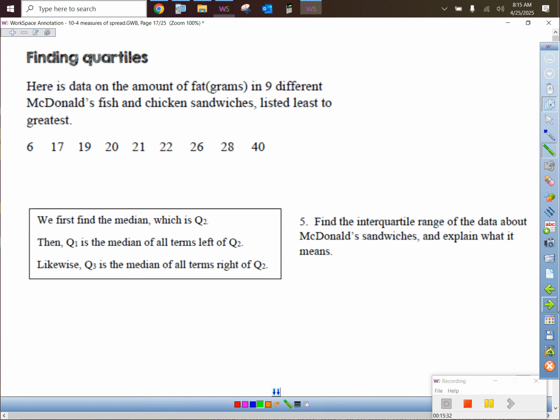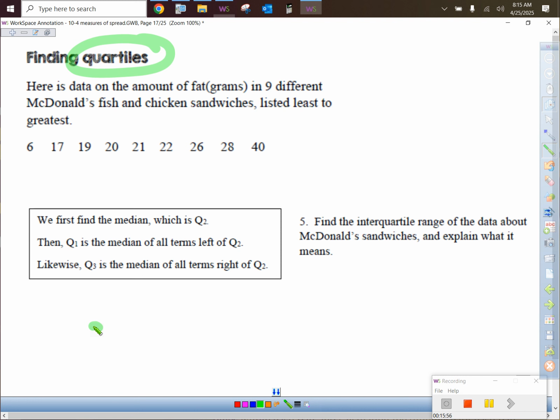And then the last thing of the day is quartiles. Hey, if I say quart, what number should spring into your mind? 4. So a quartile is just splitting the data into 4 even spots. Here's some data on the amount of fat grams in 9 different McDonald's fish and chicken sandwiches, listed from least to greatest. Here's how you would do it by hand. There are 9 of them. Which term would be in the middle, right?